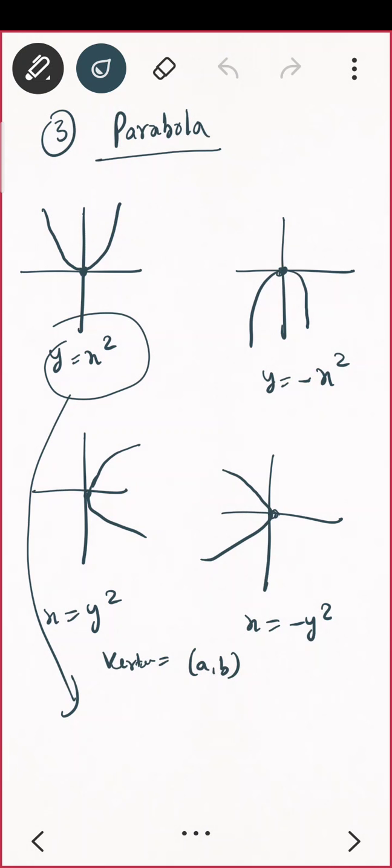Here also the same thing will happen. At the place of y you will be having y minus b, and at the place of x you will be having x minus a the whole square. 4a and everything, you don't need to focus much on that.